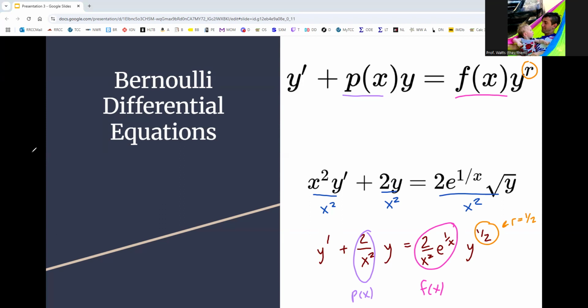So now you should be able to handle the two methodologies, one for separable and one for Bernoulli differential equations, which are both going to work for some nonlinear first order differential equations.